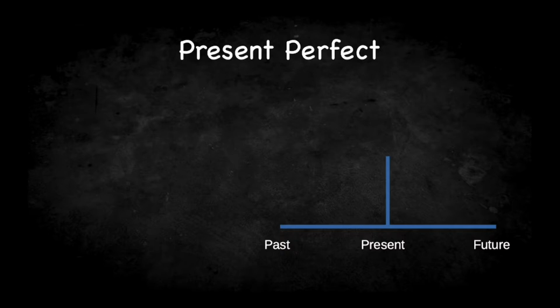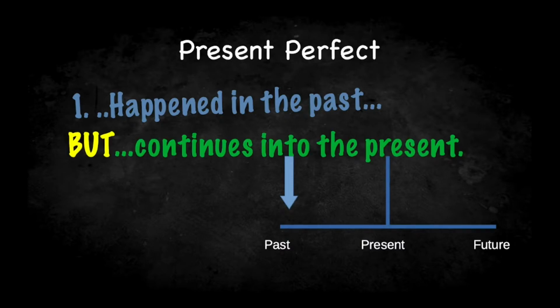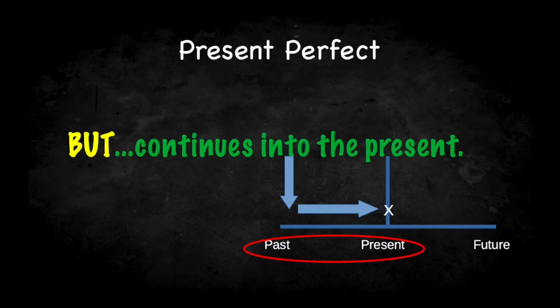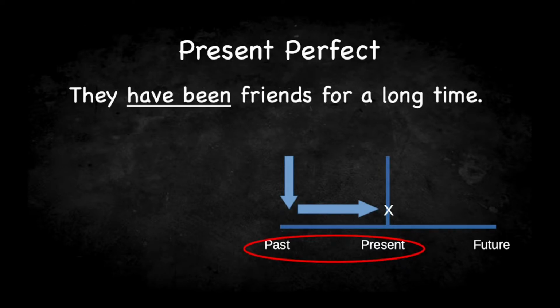Now, let's look at the present perfect tense. We use the present perfect tense when talking about things that happened in the past, but continue on into the present. So there's a definite link between the past and the present. Okay? For example, they have been friends for a long time.